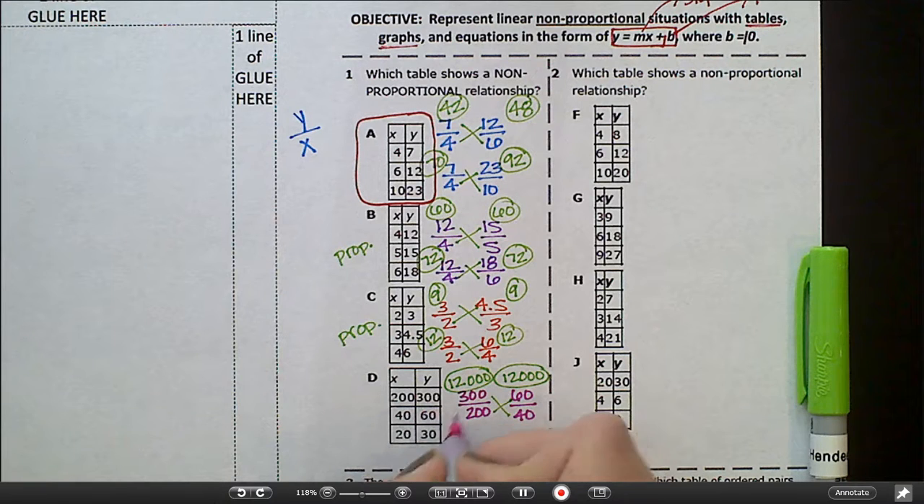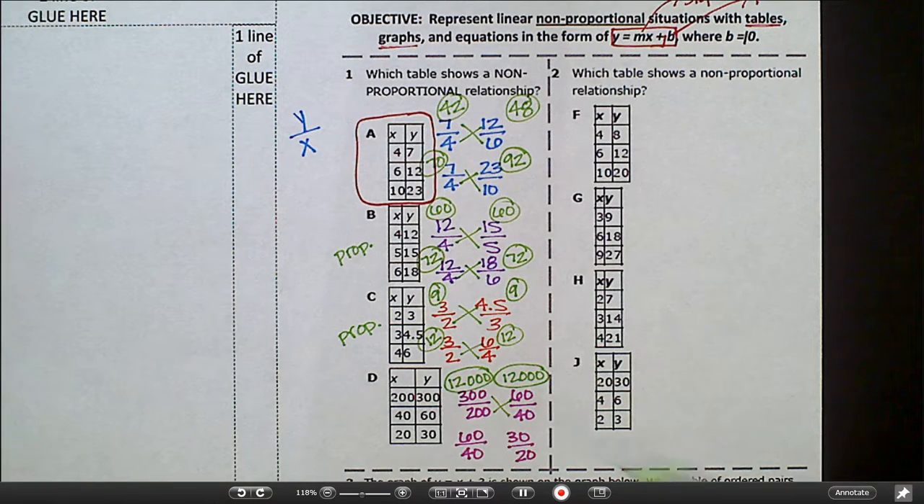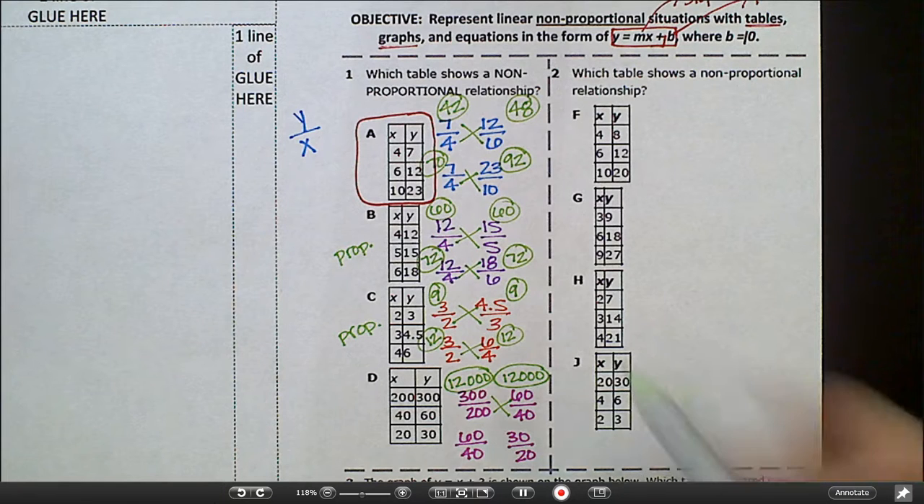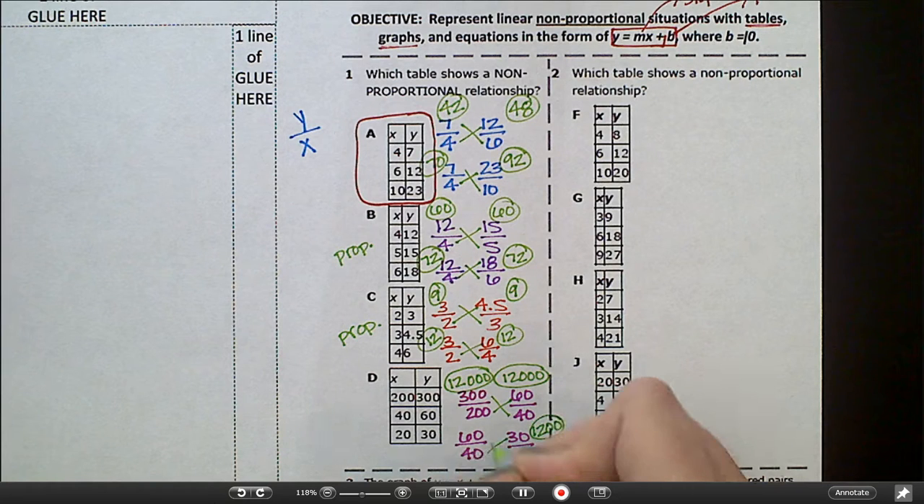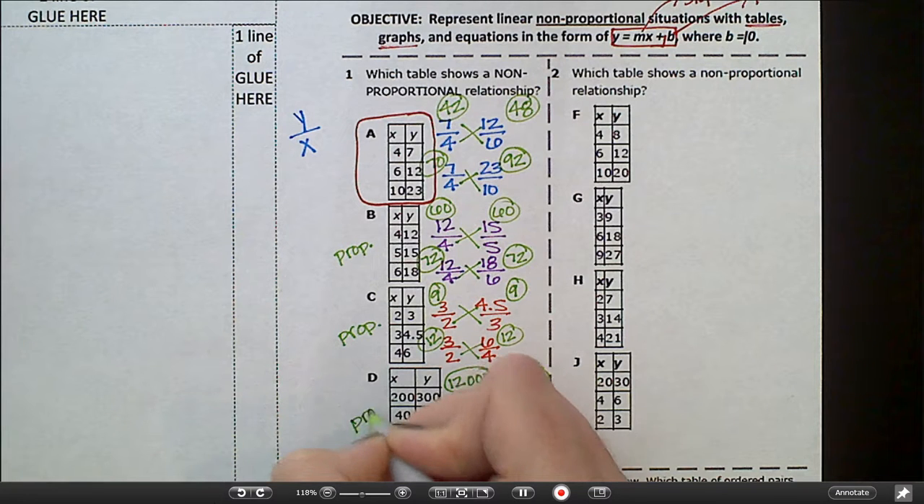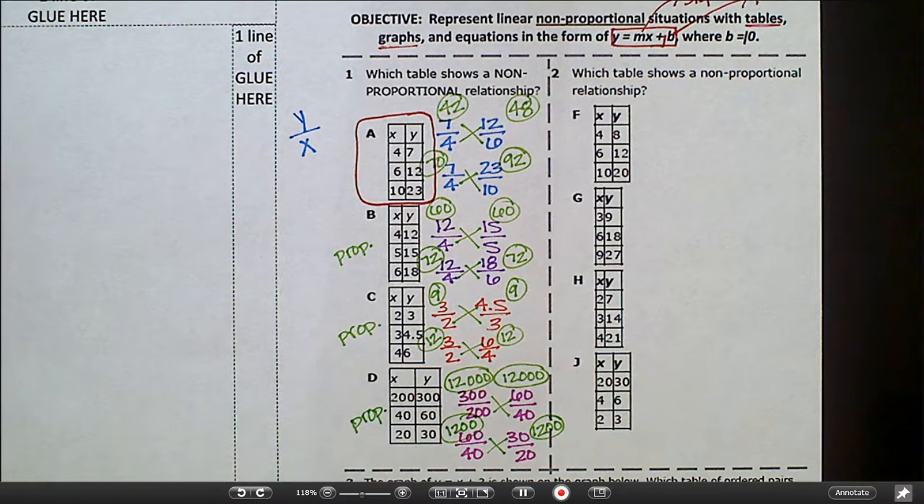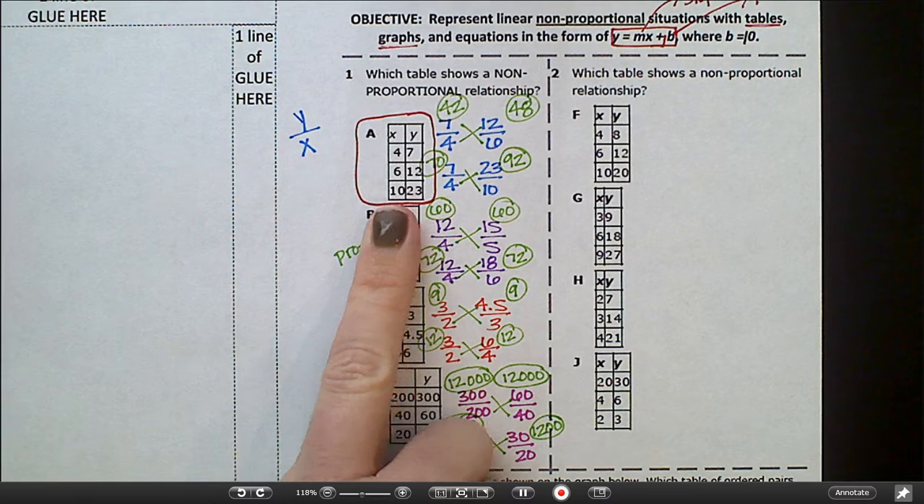I don't want to keep using my 200 and 300, so I'm going to use 60 over 40 to compare to 30 over 20. Well, I already know this is going to be proportional because if I cut my y value in half and cut my x value in half, I get this pair. But let's test it anyway. This is 1200. This is 1200. So this one is also proportional. So A is our non-proportional relationship.